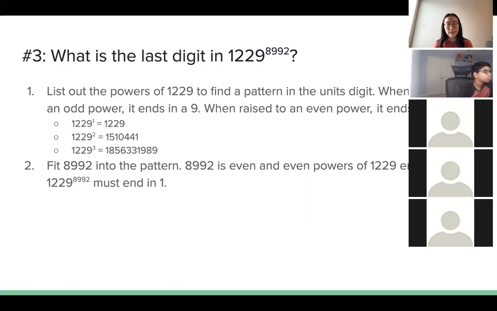Remember, we could use modular arithmetic, but this is a pretty simple pattern. There are two numbers in our pattern, 9 and 1. So if we do 8,992 mod 2, because there are two numbers in the pattern, we get a remainder of 0. That means the last digit is the last number in our pattern, 1. So the answer here is 1.